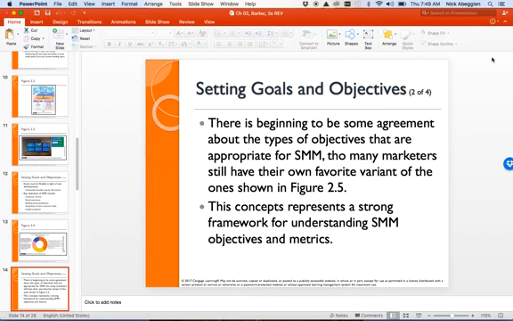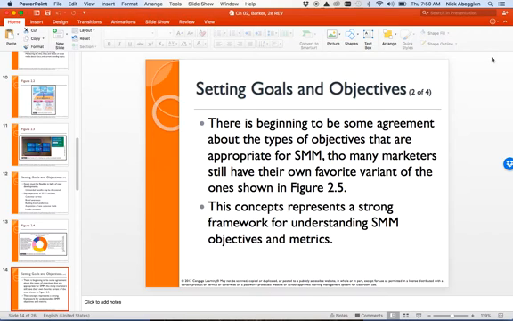So again, continuing with setting goals and objectives, there's a framework around this with primary objectives, which we'll discuss in a moment, as well as some secondary objectives. Some of the objectives that can be secondary in a social media marketing campaign: achieving a desired brand positioning, producing new product ideas, being prepared to handle reputation management in a crisis, supporting public relations and advertising campaigns.